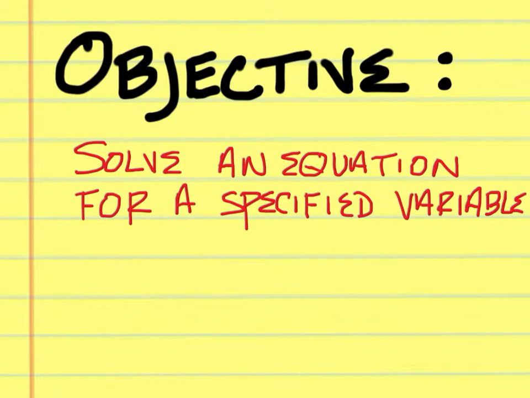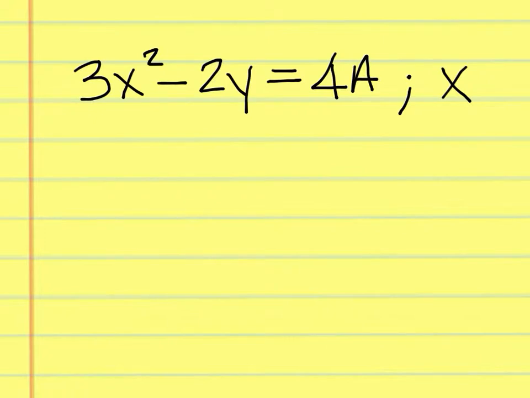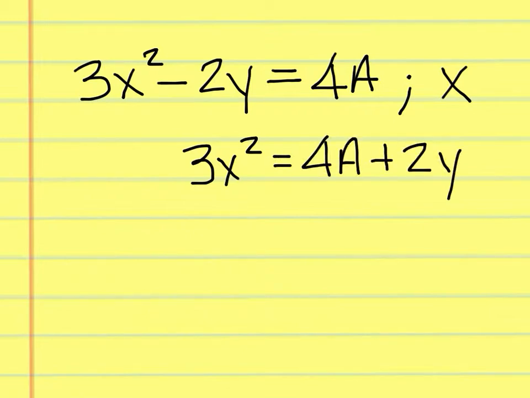Solve an equation for a specified variable. We want x by itself in this problem. We must first move the subtraction over to this side and change it to plus. So 3x squared equals 4a plus 2y.